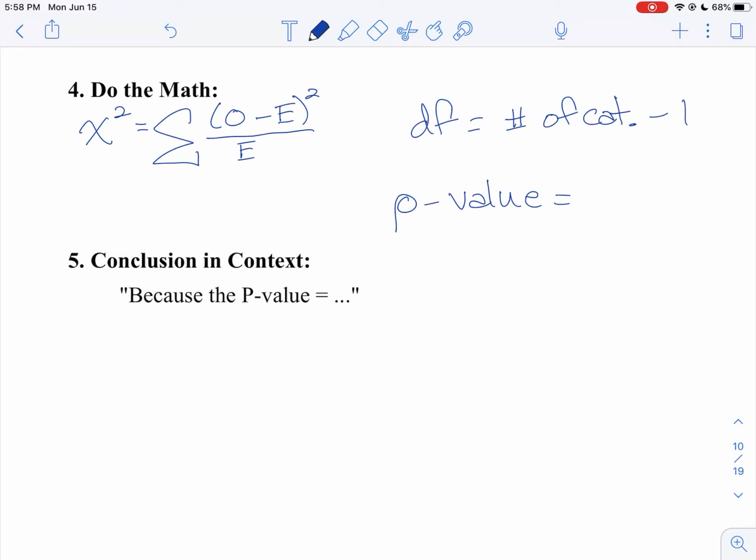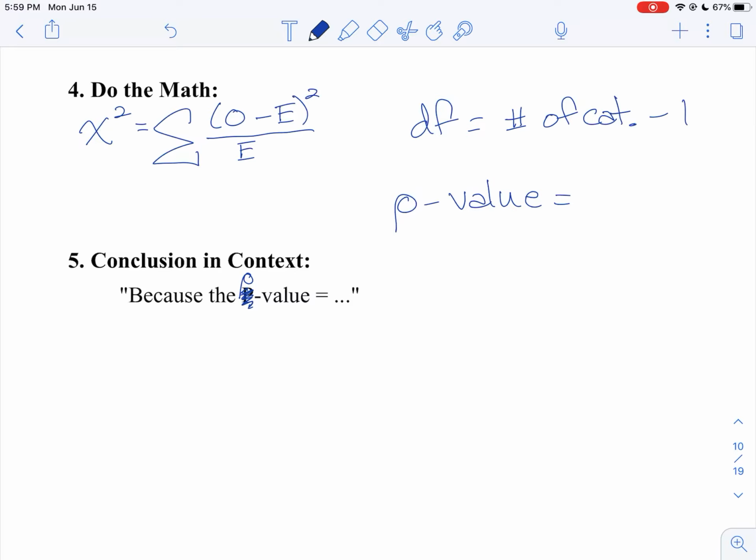And then step 5 is our conclusion and context. So same as it ever was, because the p-value, which is whatever, is greater than or less than alpha equals whatever, I reject or fail to reject the null, there is or is not evidence that blah, blah, blah. Same as it's always been, okay?